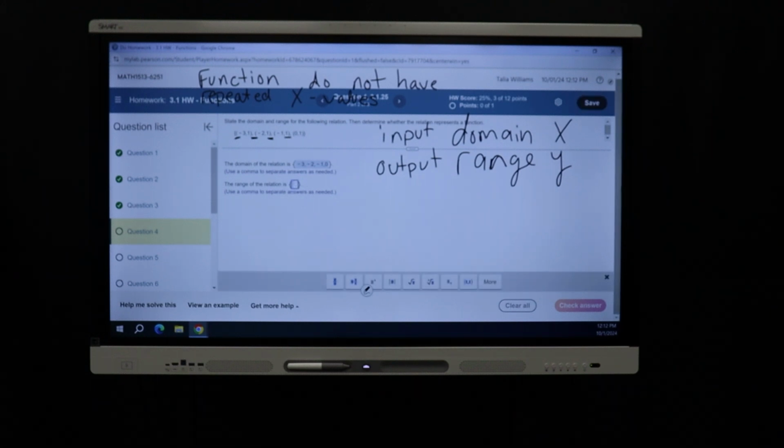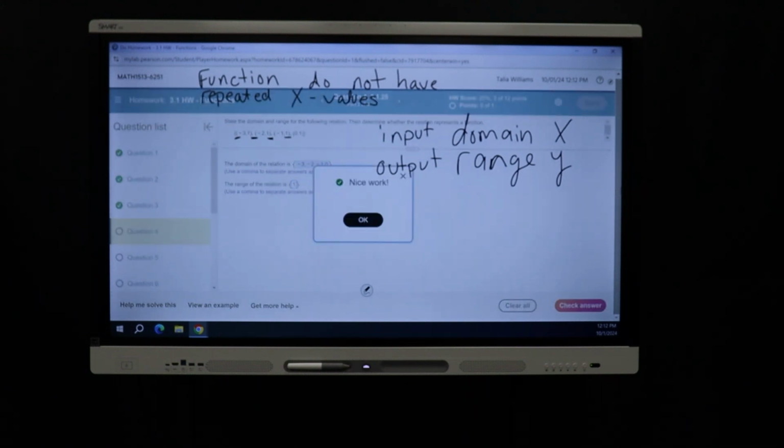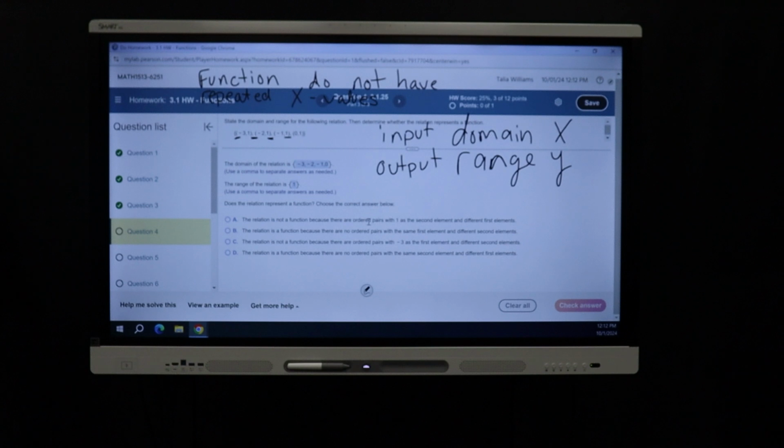Okay, our y values are all 1. So I'm just going to put 1, 1 in there. But since the x values determine if this is a function, this is a function still. So not a function, not a function. So we're looking at B and D. The relation is a function because there are no ordered pairs with the same first element and different second elements. And this one says the relation is a function because there are no ordered pairs with the same second element. They all have the same second element and different first elements.